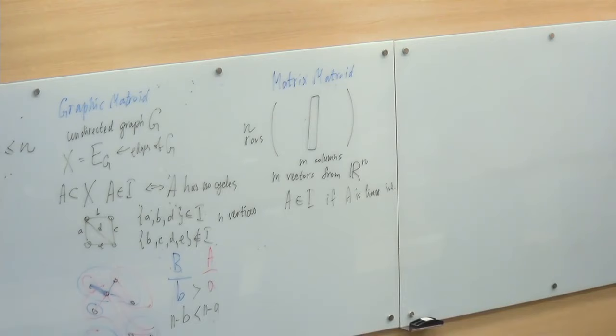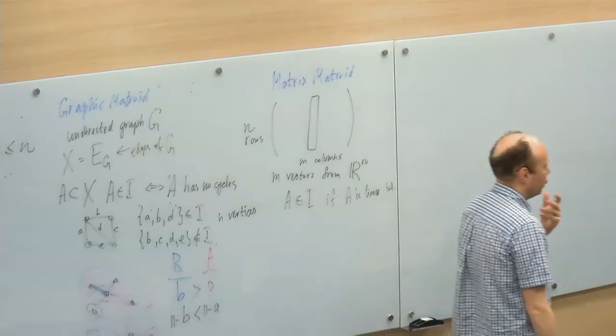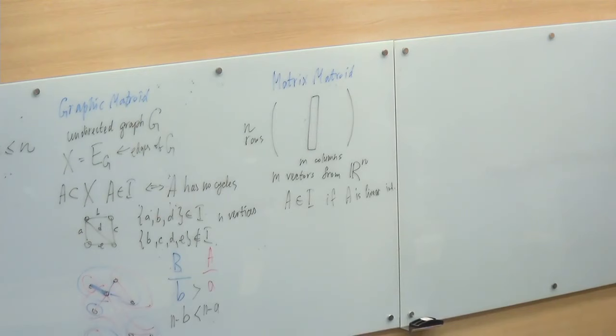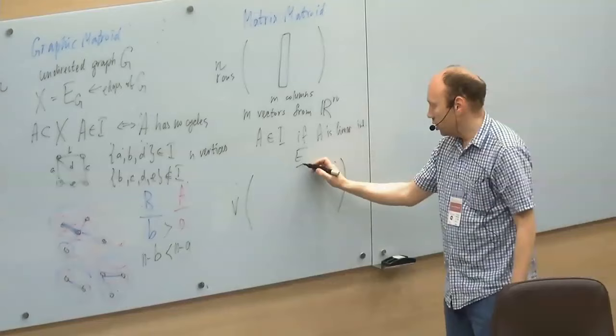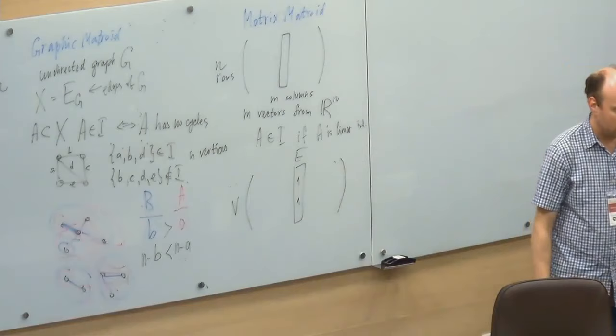the nice thing, here it is quite clear from our algebra course, but a funny thing is that we can see a graphic matroid as a matrix matroid in the following sense. You might have heard about such a strange thing in graphs as the incidence matrix. It has V rows and E columns, and for every edge, it has a column that only has two ones in the vertices that it connects. So that's the incidence matrix.